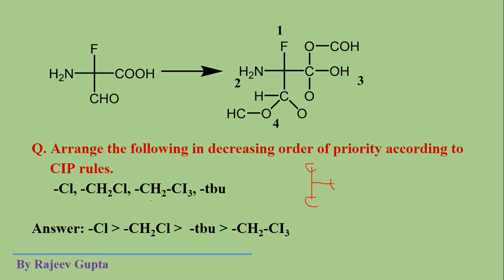Now see here in these two options, in CH2CI3, 2 hydrogen atoms and 1 carbon atom are directly attached to this carbon. Here 3 carbon atoms are directly attached to this carbon atom. Here 3 carbon atoms, and here only 1 carbon atom and 2 hydrogen atoms. So the tertiary butyl group will get high priority compared to this group. So it comes at the third position, and the last one is this group, CH2CI3.